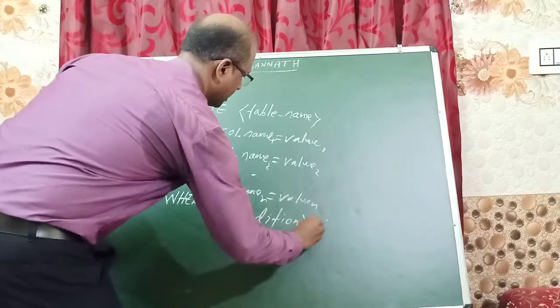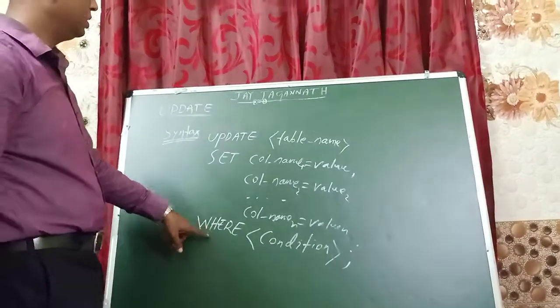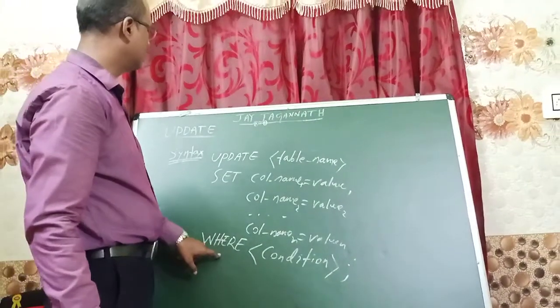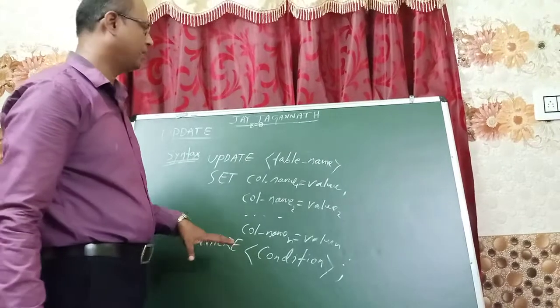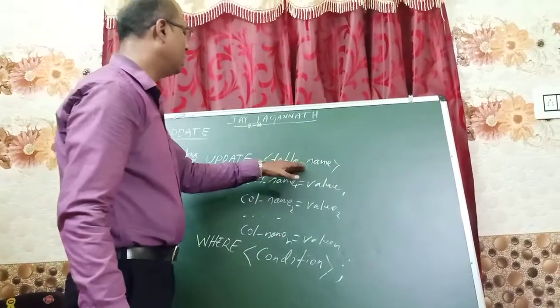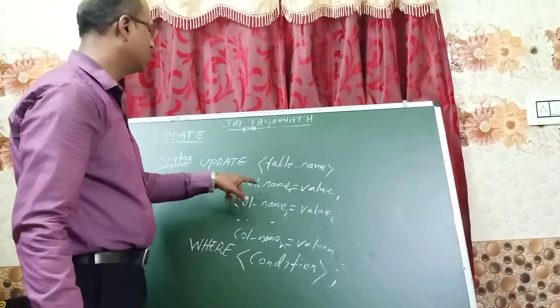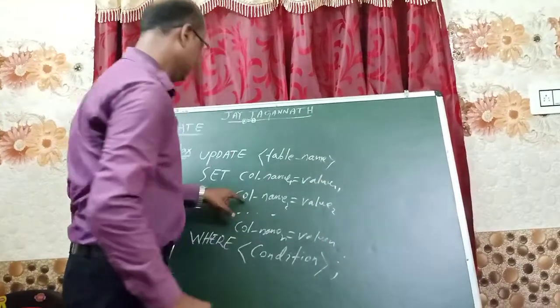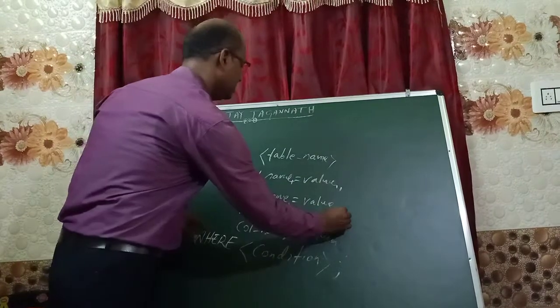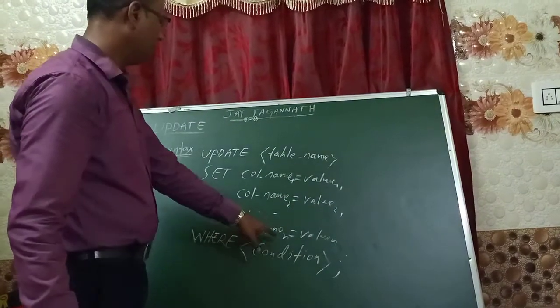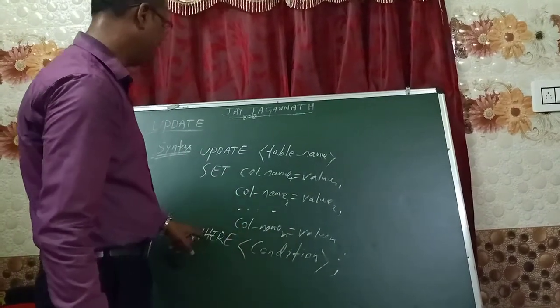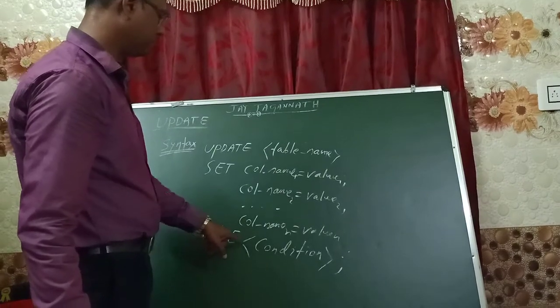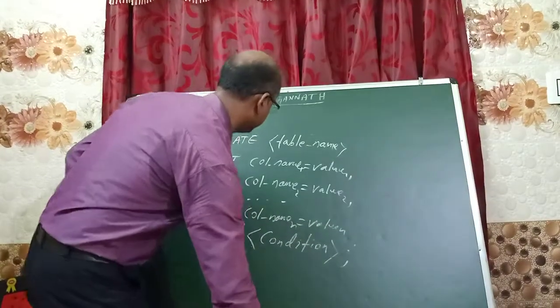You must have to use the where clause in the update command. The syntax is: update table name, that's the student, set column name 1 equal to value 1, column name 2 equal to value 2, comma, column name n equal to value n, where condition.